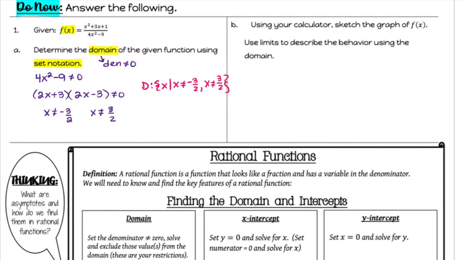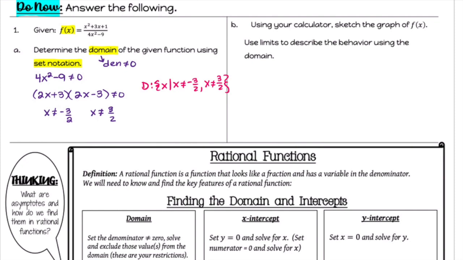Alright, so for this part here, to find the domain, we set the denominator not equal to 0. Our denominator is 4x squared minus 9. I set that not equal to 0. I factored this difference of perfect squares, and I got x cannot equal negative 3 halves and x cannot equal positive 3 halves. So the domain written using set notation would be x such that x cannot equal those values.